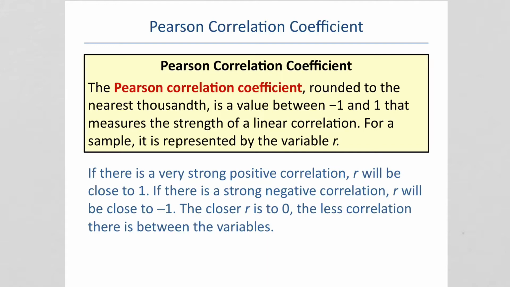The Pearson correlation coefficient, rounded to the nearest thousandth, is a value between -1 and 1 that measures the strength of a linear correlation. For a sample, it's represented by the variable R. If there's a very strong positive correlation, R will be close to 1. If there's a strong negative correlation, it'll be close to -1. The closer R is to 0, the less correlation there is between the variables. So we want to be close to 1 or -1.